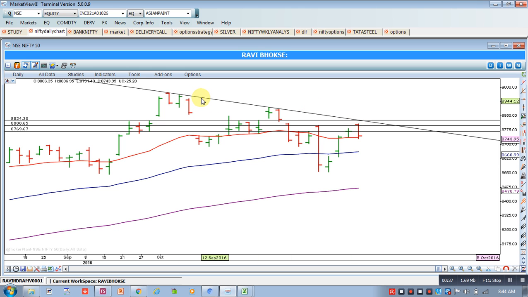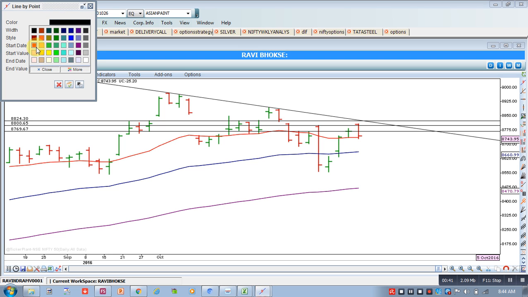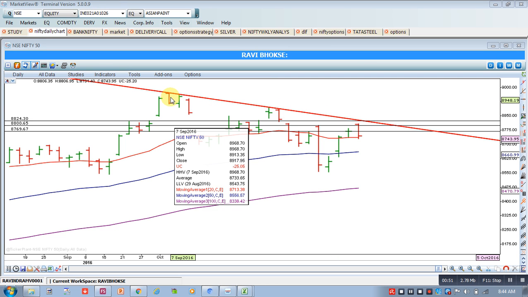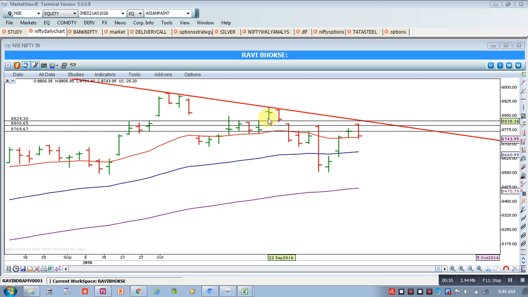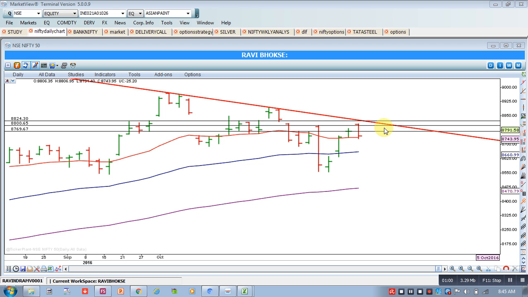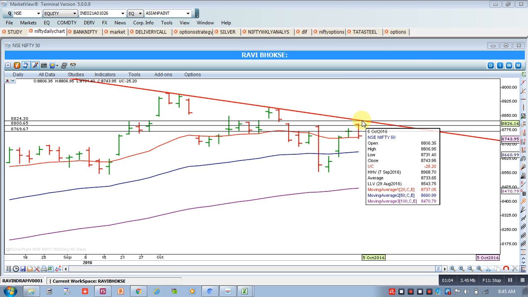You will have to remember this line which we have plotted here. This line is a very crucial line, and it will act as a trend line, unless Nifty crosses it. We have even discussed how to plot that trend line in yesterday's video: you take the 7th September high, then consider the 22nd September high and join them. You will see that this is a crucial trend line, and unless Nifty crosses this trend line, we will not see any strong bullishness in the market.